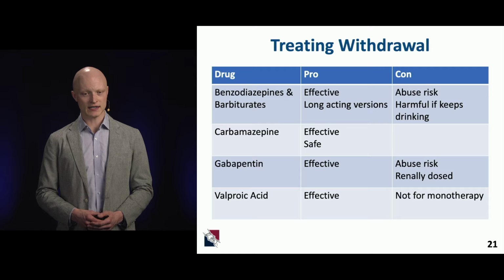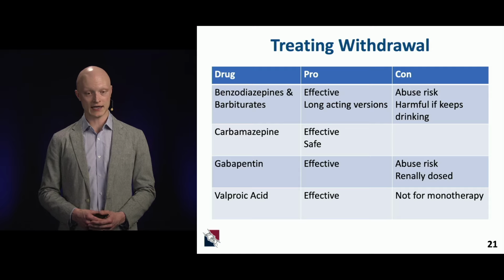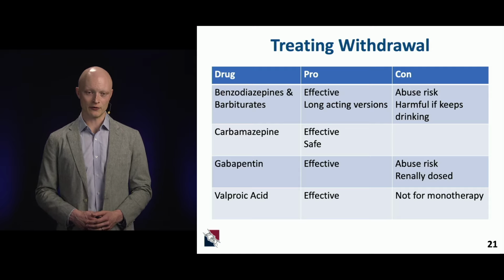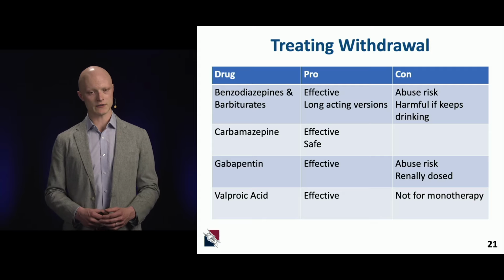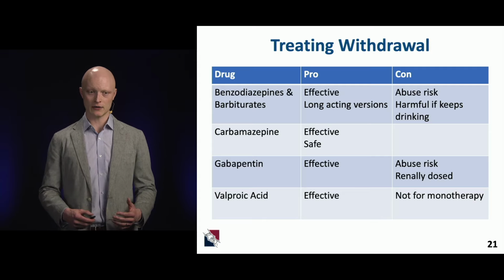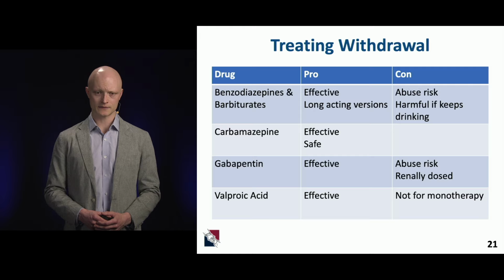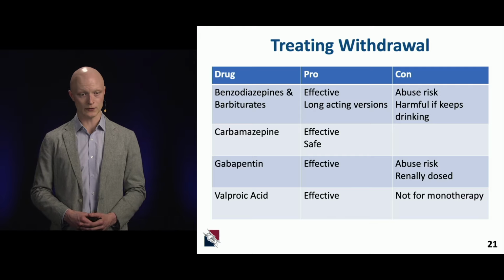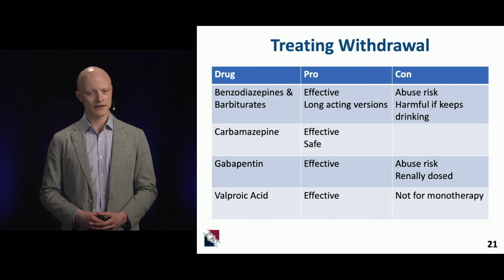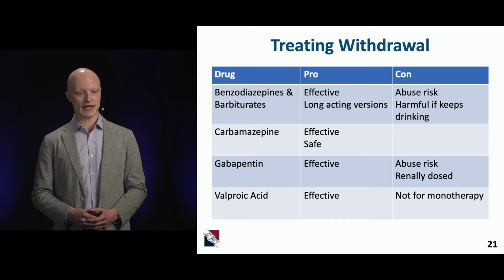However, there is a risk of misuse and abuse, and it has actually been found in a growing number of overdose deaths. So that is a pretty high concern for gabapentin. It also needs to be renally dosed. A final option is valproic acid.